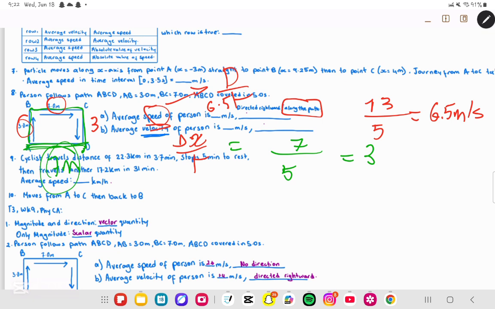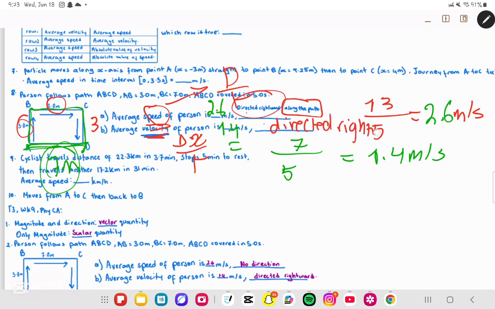By the way, I did this wrong. It's not 6.5, it's 2.6 meters per second, my bad. This is 2.6 meters per second. Whereas 7/5 is 1.4 meters per second. So you can see that the average speed and average velocity change. Why? Because one is distance over time and one is displacement over time. And we know that average velocity is a vector quantity, so for sure it's going to be directed rightwards.